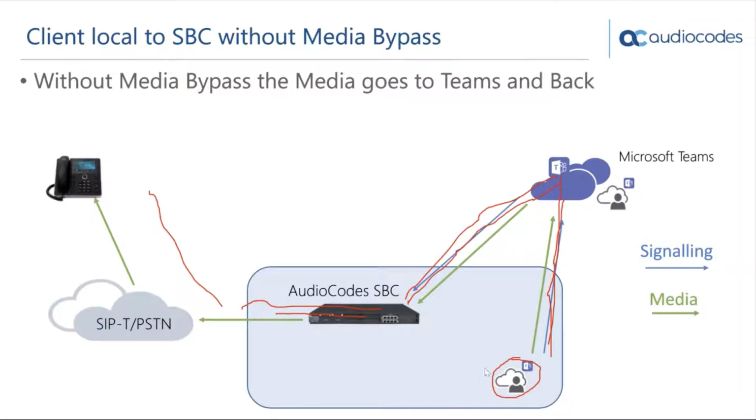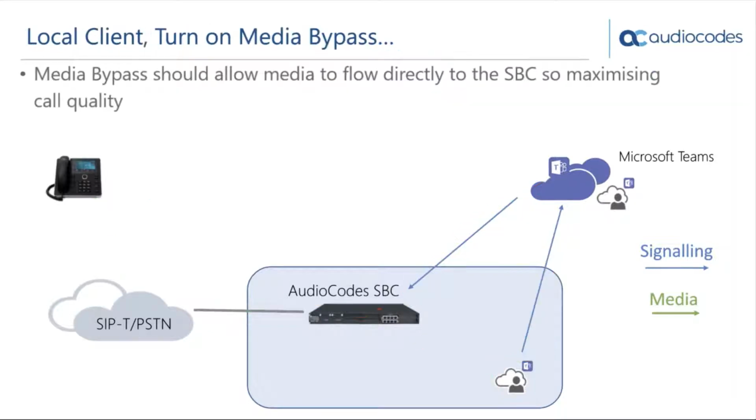And this guy could easily be about 5 feet away from this SBC on the local LAN. So it makes sense to be able to use that connection essentially. And the way we can use that connection is by turning on media bypass. So we turn on media bypass, and what we hope is that the media can then go directly from here to here. But what actually happened in the older version of media bypass is not quite that.